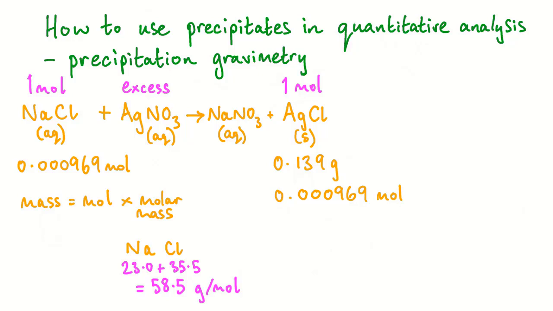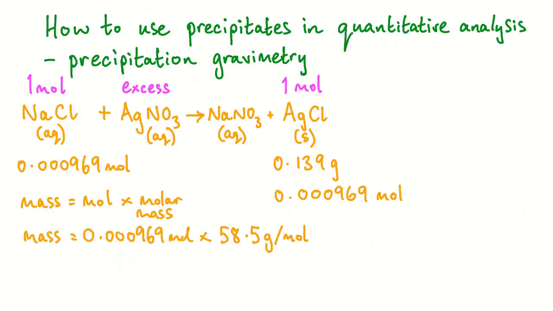The molar mass of sodium chloride equates to 58.5 grams per mole. The mass of sodium chloride in the analyte solution is therefore equal to the moles of sodium chloride multiplied by its molar mass. This equates to 0.000969 moles multiplied by 58.5 grams per mole. The mass of sodium chloride in the analyte solution was therefore 0.0567 grams to 3 significant figures.